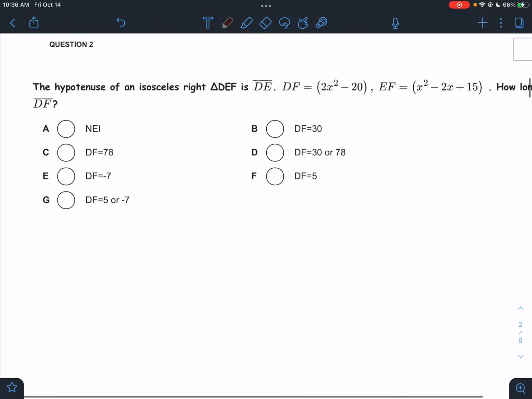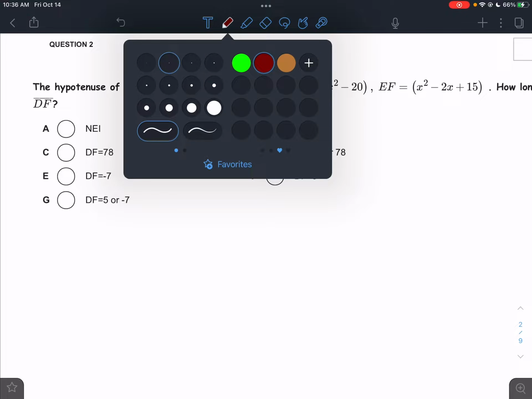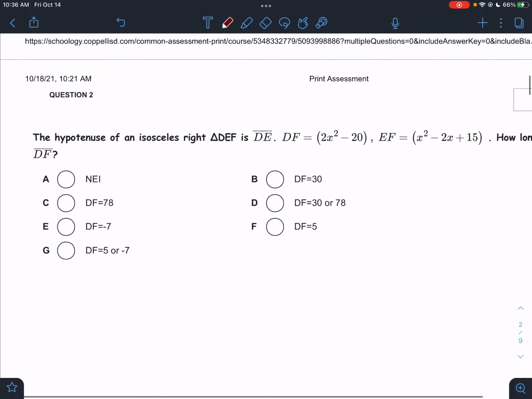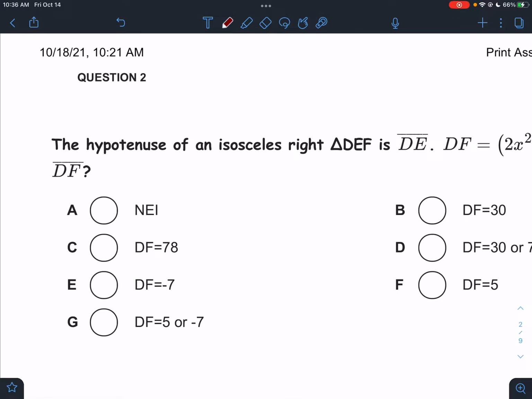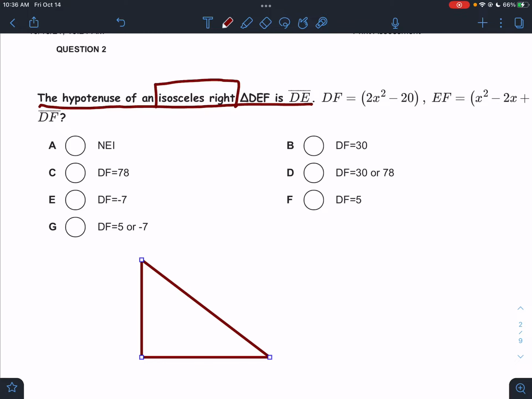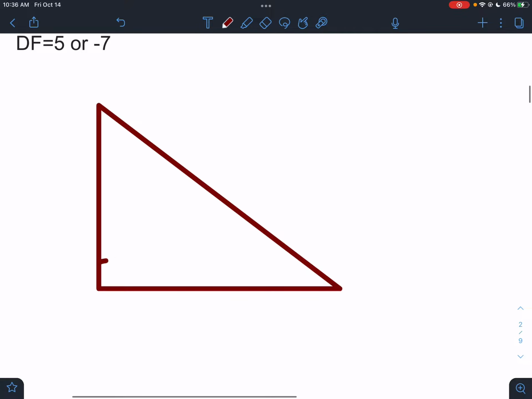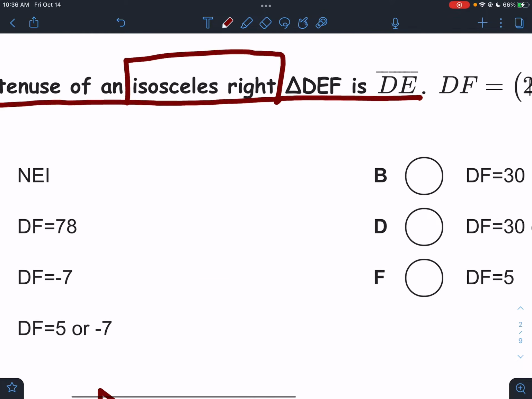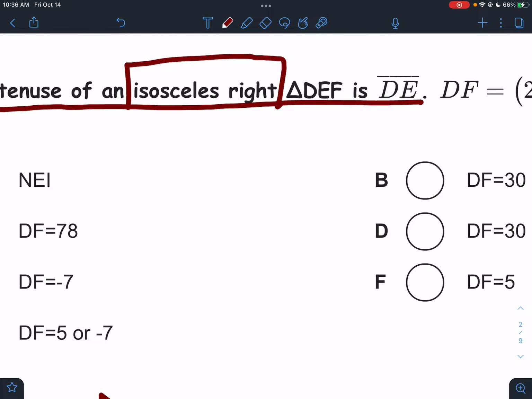All right, tough question here. You got to really understand what you're reading. The first sentence determines your fate. The hypotenuse of an isosceles right triangle DEF is DE. This is the most important part, but it's all important. I need to draw an isosceles right triangle. One of the big mistakes people constantly make is they just glance over it and don't pay attention to the individual words.